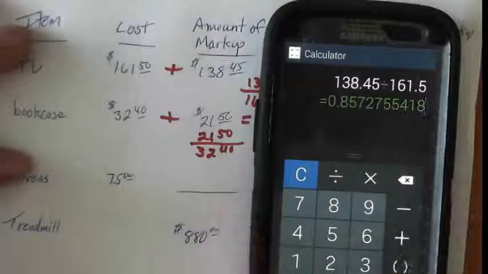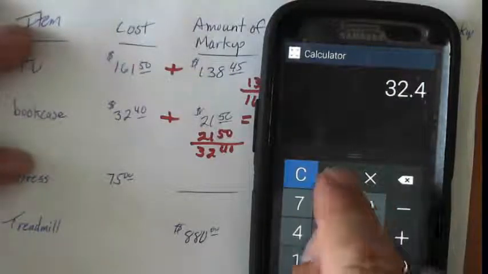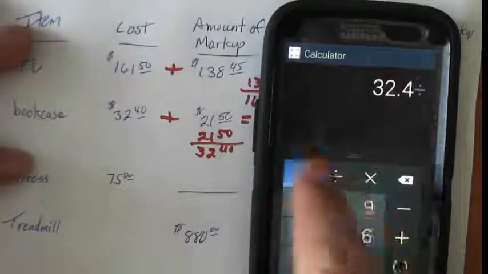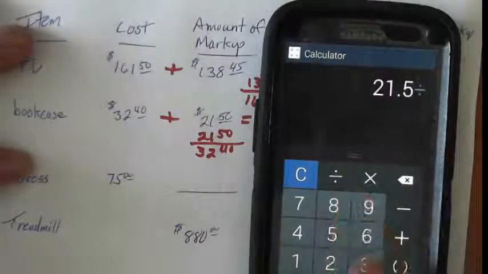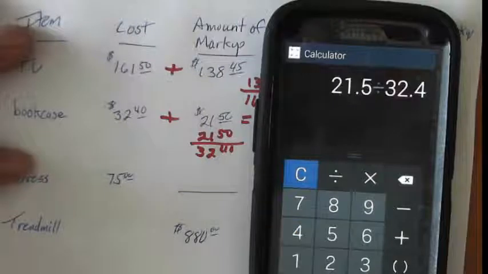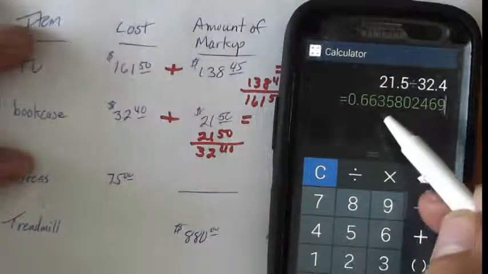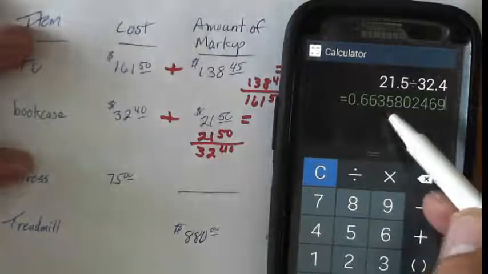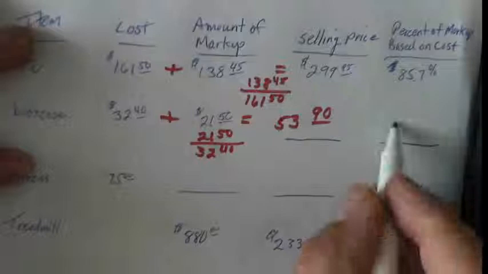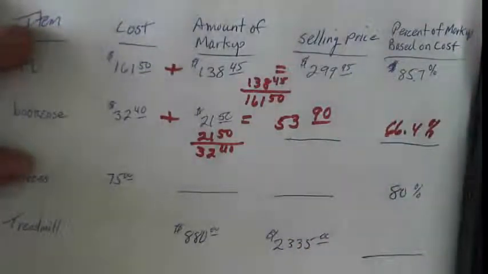So now we're going to convert, though, the difference, which is $21.50 over the $32.40. So again, let's put up our calculator, we'll clear. So 21.5 divided by 32.4. So then we would get 66.35. So as we move that over 2 spots, that 35 is going to round up, so that'll give us 66.4% as based on the markup.